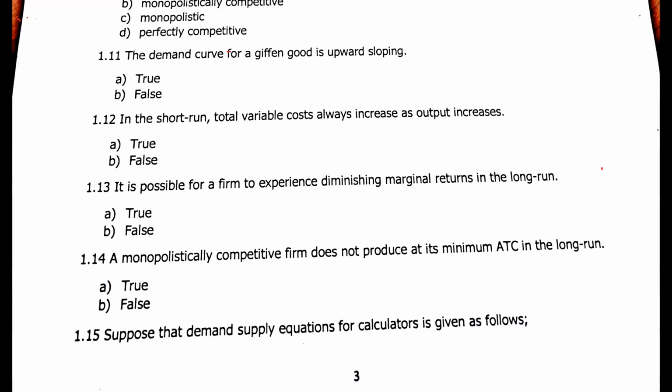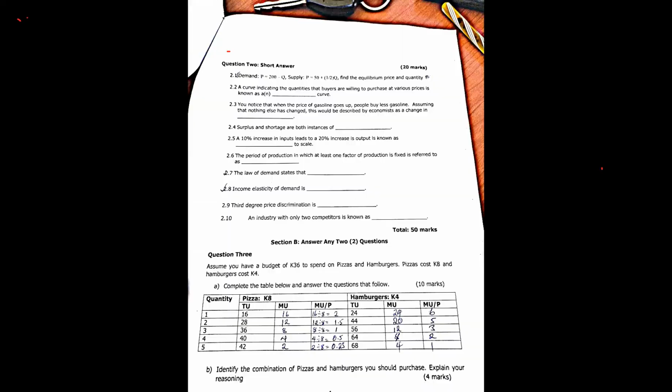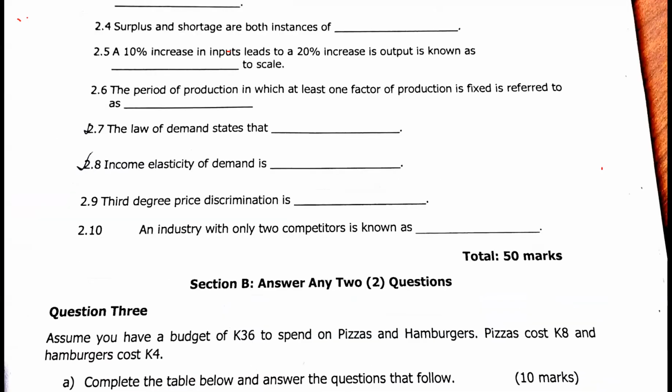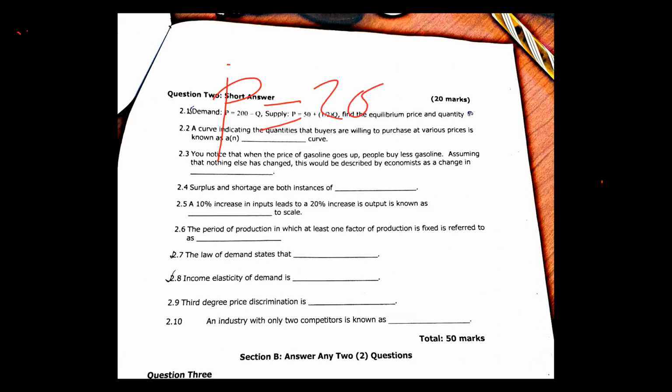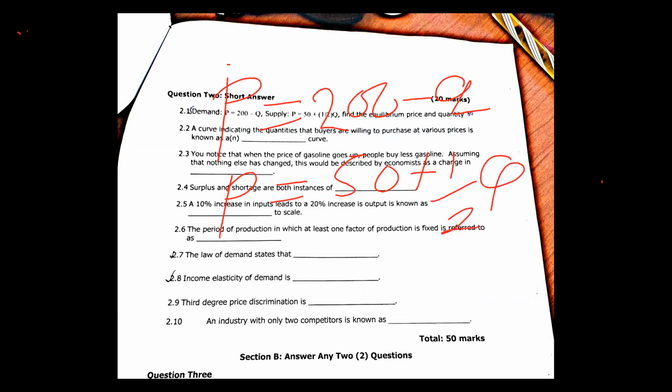Okay. Suppose the demand and supply equations for calculators are given as follows. For demand, price is equal to 200 minus Q. Then the other one, for supply, price is equal to 50 plus 1 over 2Q. Is this 1 over 2? Yeah, 1 over 2Q.